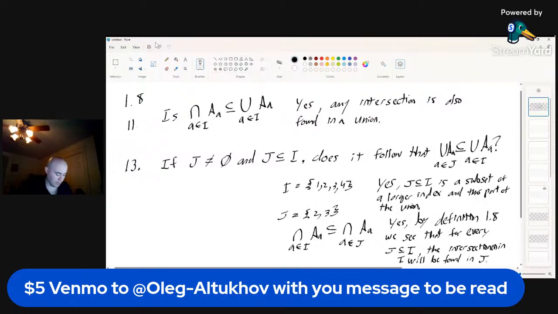Let's see what the book says. First is true, the second is false. So basically, the first one's kind of easier in a sense because when you have a union, it's very easy to be a part of the union. So if you know something exists, the second carries over. So second part is false. Why is it false?